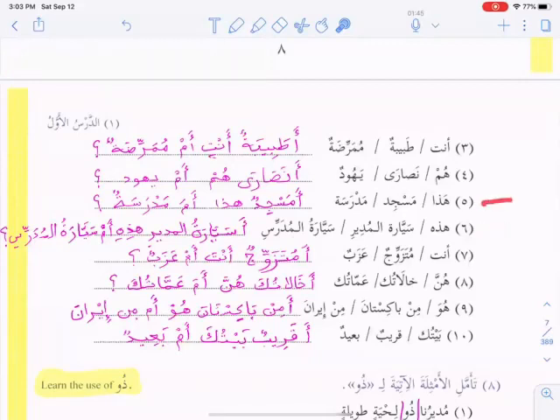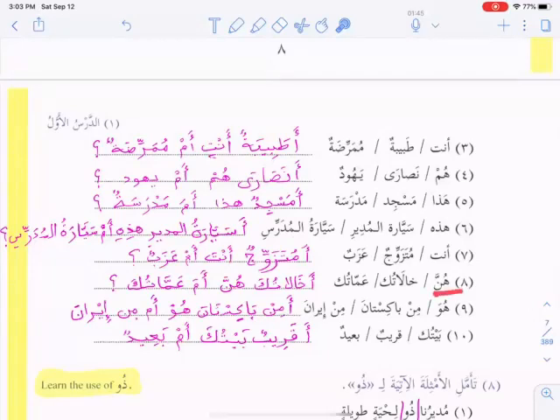Okay. So now we come here, number 5. A Masjidun Haza, Madrasatun. Now, Hazihi sayaratul mudiri. And we say, A sayaratul mudiri hazihi, sayaratul mudarrisi. Now this is anta. Mutazawijun anta, azabun. Are you married or are you bachelor? Mutazawijun anta. Try to learn to write it properly, inshallah.